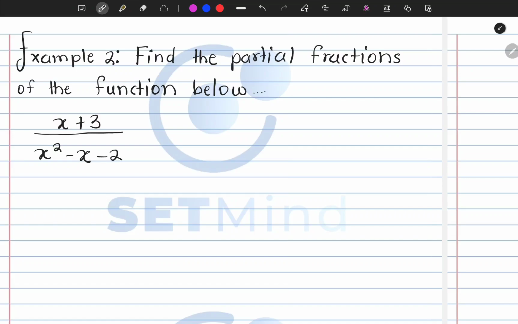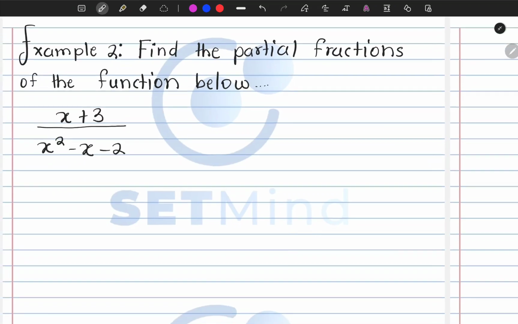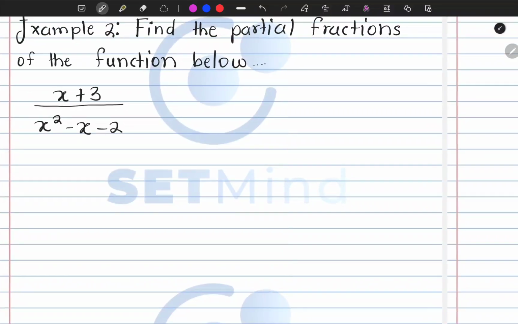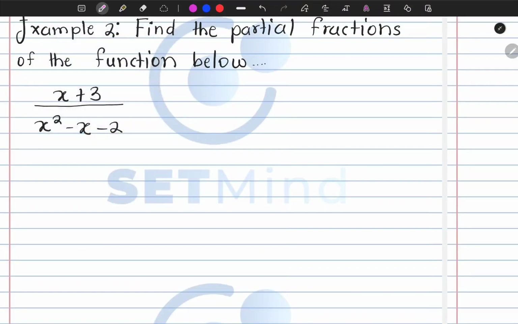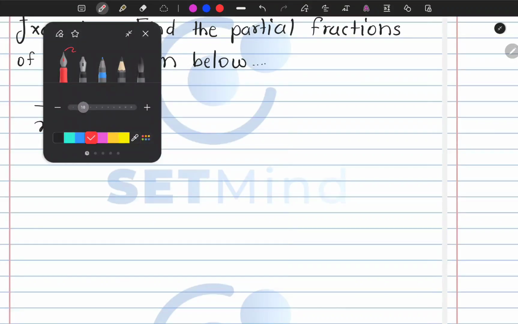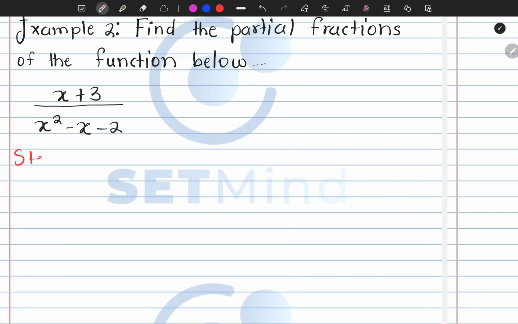For example number 2, we are required to find the partial fraction of the function below. What we are given is x plus 3 divided by x squared minus x minus 2. So this makes us happy because we can see that the degree of the numerator is less than the degree of the denominator. So let's quickly have a look at what we are supposed to do now.